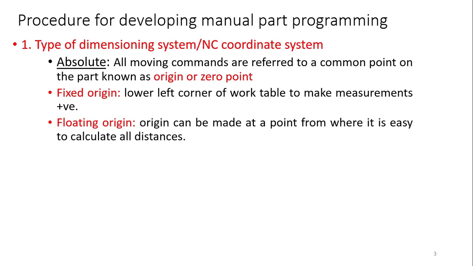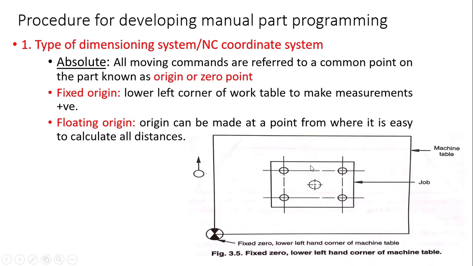Correct? So what is a fixed origin? As you can see in this image, whenever you are making a program for a single product, a component, your lower left corner will always be your 0. That is a fixed 0, or you can say the fixed origin. Clear? In that case, measurement of the different elements of this job can be very easy. If it is absolute, then all moving commands are referred to a common point on the part known as the origin or the 0 point. It means every single dimension is from one point, the fixed origin, which is always your lower left corner of the work table.